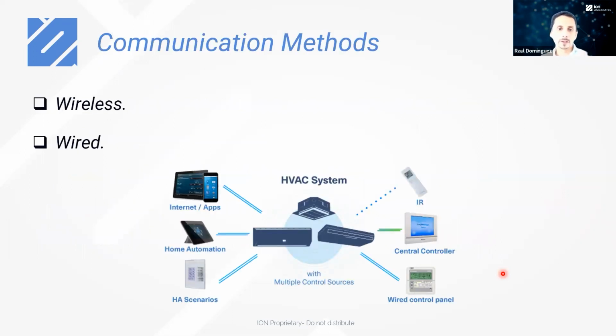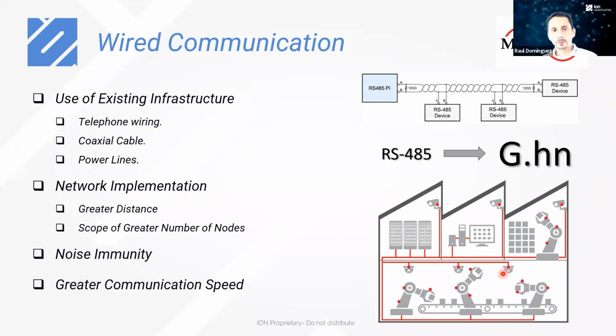So we have in communications, wired and wireless. What you need to consider is that maybe you can use both, or maybe you need one or the other. For example, for wired communications, we can offer you this G.hn. The good thing about G.hn communication is that you use the existing infrastructure. You can use the telephone wiring, coaxial cable, and even power lines. And you can get speeds up to 2 megabits per second. So you don't need to buy extra wiring. You can use what you already have to do the automation.